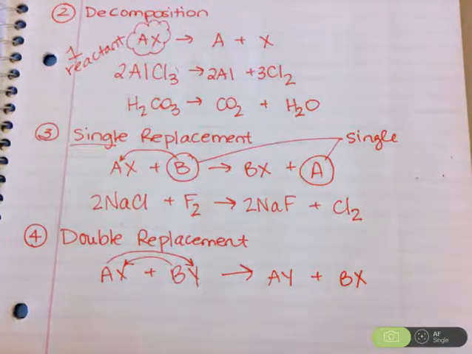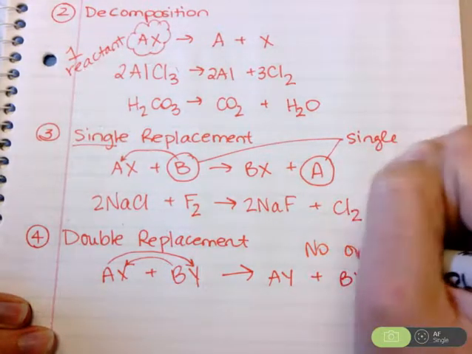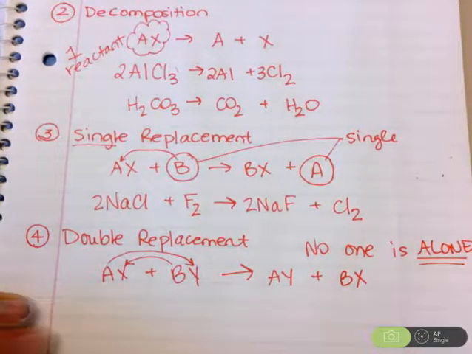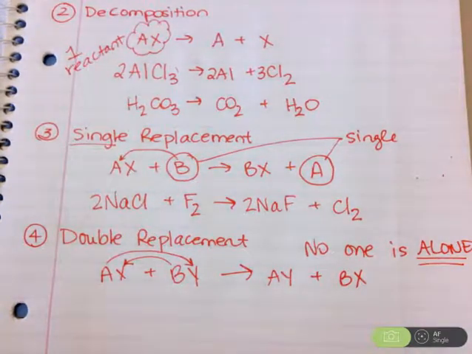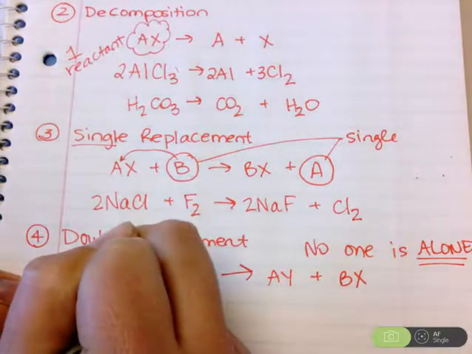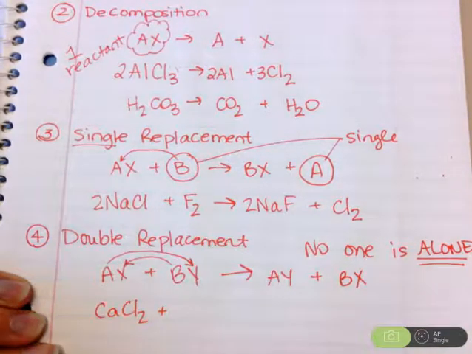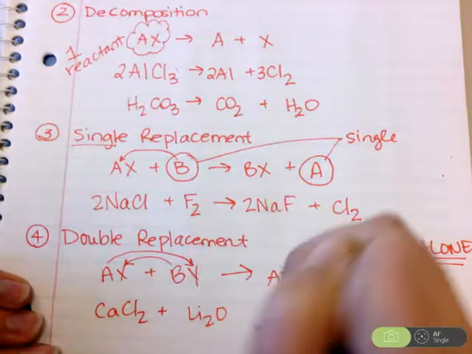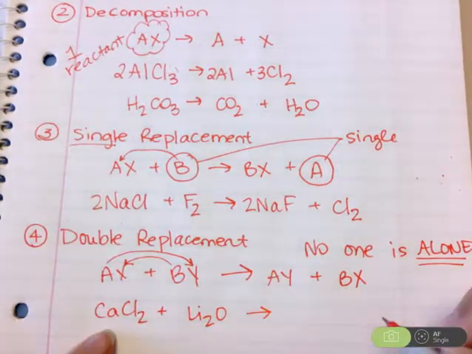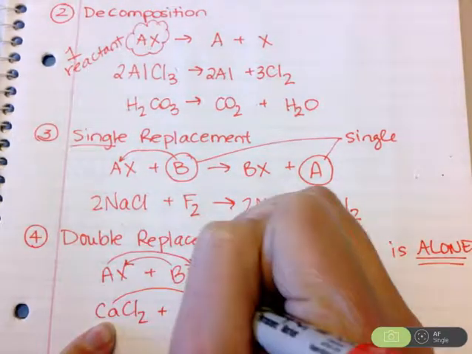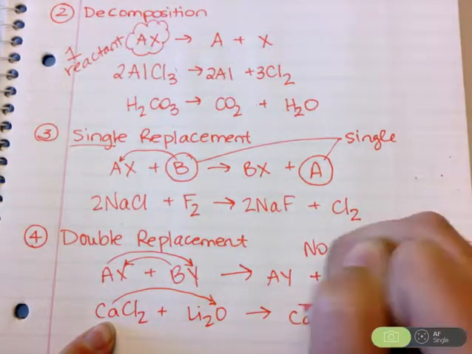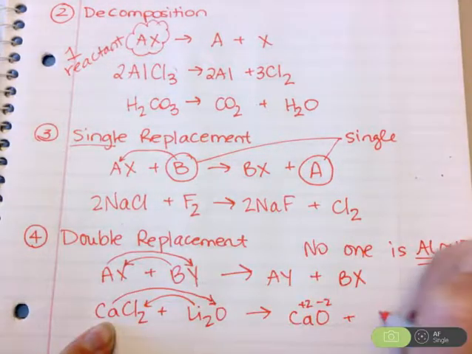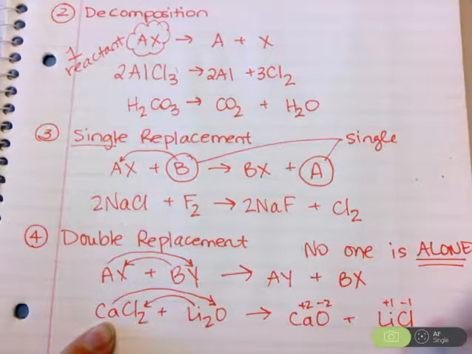In a double replacement, you can always identify these because no one is alone. Everyone just switches partners. So an example of this might be calcium chloride plus lithium oxide. So in this reaction, calcium will come take oxygen. Those are even. And lithium will come and take chlorine. Plus 1 minus 1. Those are even.